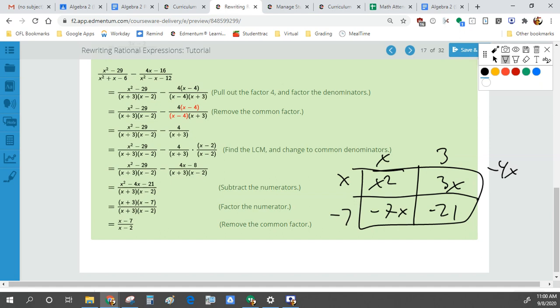I know I'm rushing. I'm sorry, guys. These slides are really long. I might have to end up splitting these. I need to talk to teachers to find out.